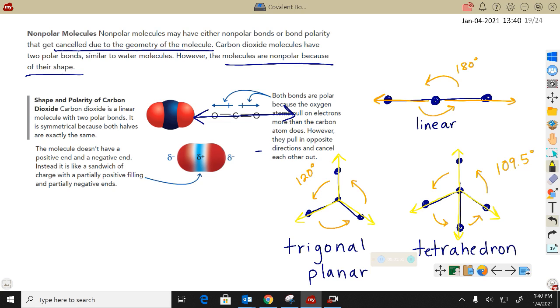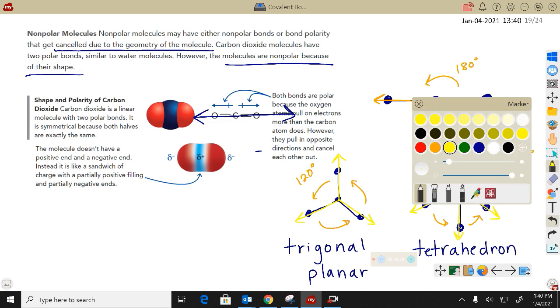Equal angles, same force. It's like a tug of war where everyone is pulling at equal angles with the exact same force. And if the flag is represented by the electrons on the central atom, the flag's not going anywhere. And neither are the electrons. If those poles cancel out because they're arranged at equal angles, you really don't get a region of charge. And so we said linear, trigonal planar, and tetrahedral were the shapes that have equal angles.